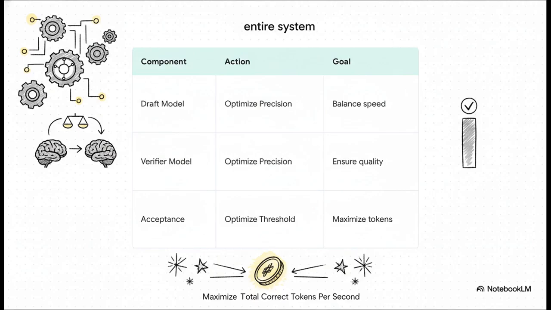This is what's called joint precision scheduling. As you can see here, we need to find that perfect sweet spot between the precision of the draft model, the verifier model, and even how picky we are with the acceptance threshold. The real goal isn't just a fast little model, it's maximizing the total number of correct words generated per second. You have to tune the entire orchestra to work in harmony.